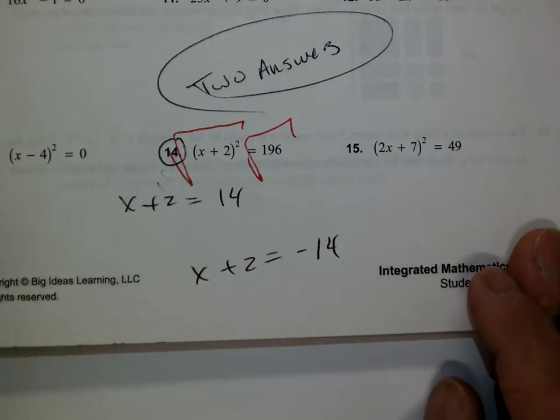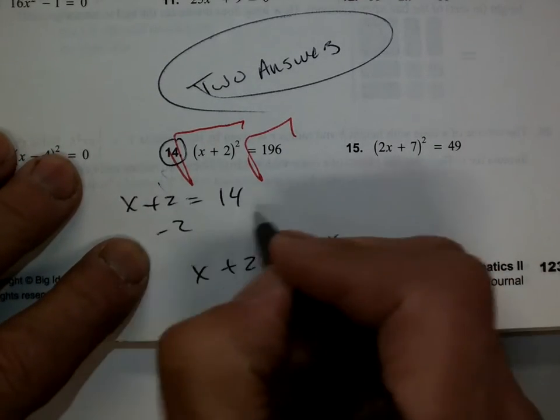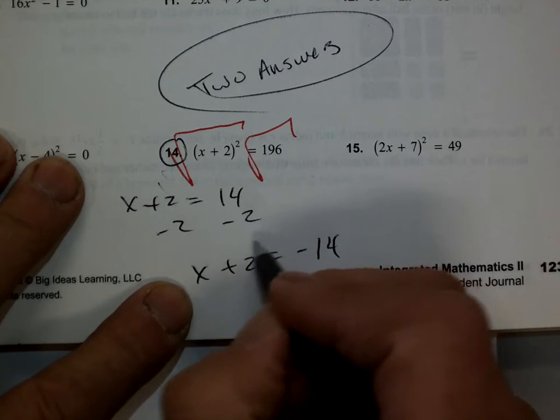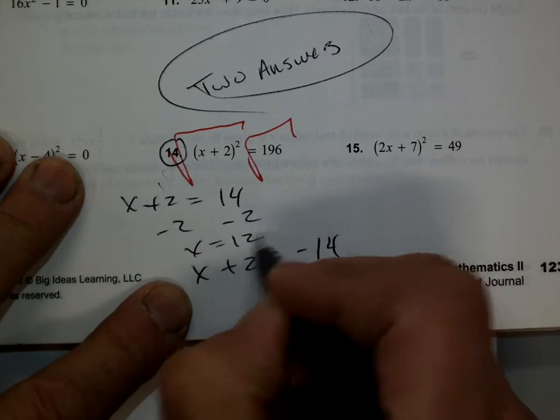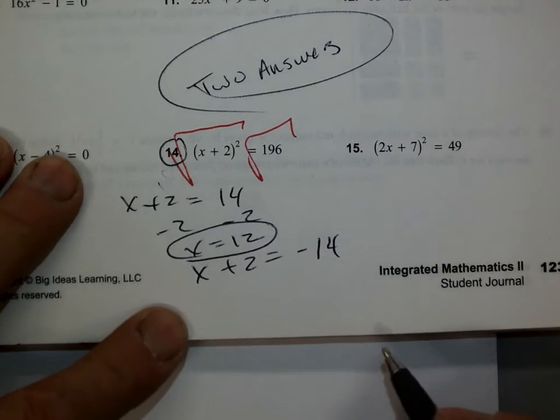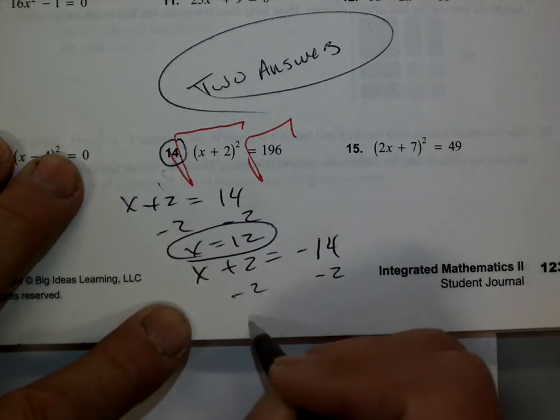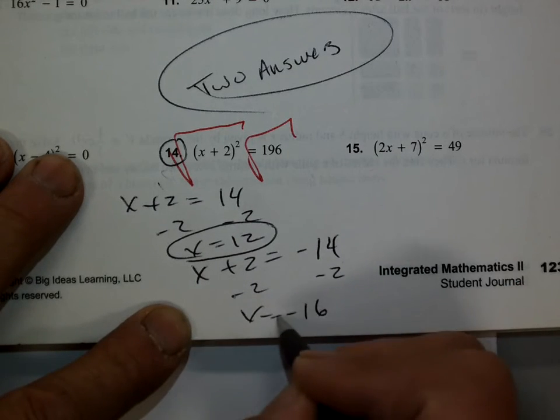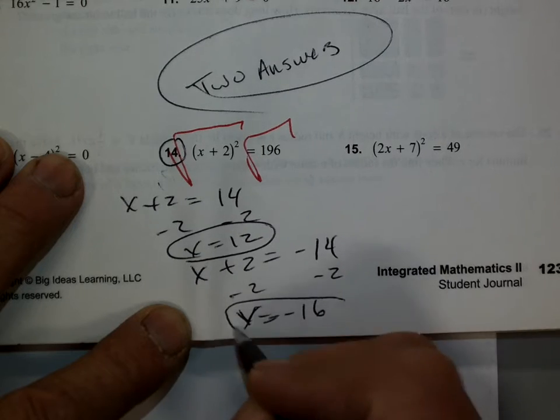Okay, now let's finish this up. This is easy. Minus 2, minus 2. I get one answer: x equals 12. Okay, that is a true answer. The other is minus 2, minus 2: x equals negative 16. That is the other answer.